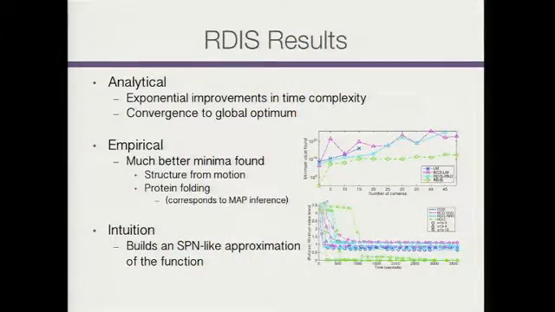Our algorithm is called RDIS, for recursive decomposition into independent subspaces. And we have some good results. Analytically, this decomposition allows us to get exponential improvements in time complexity versus comparable algorithms, while still being able to converge to the global optimum in certain conditions. And empirically, you can see our standard graphs where we're below everyone else. We're green. Empirically, we can find much better minima, both for structure from motion and protein folding, and we're excited about applying this to other domains as well.